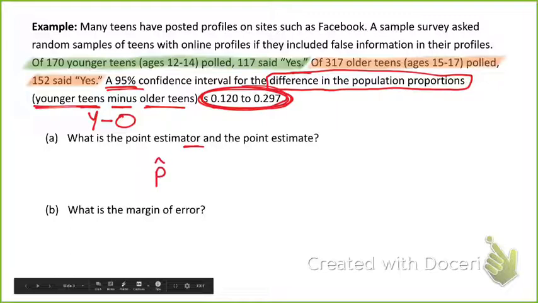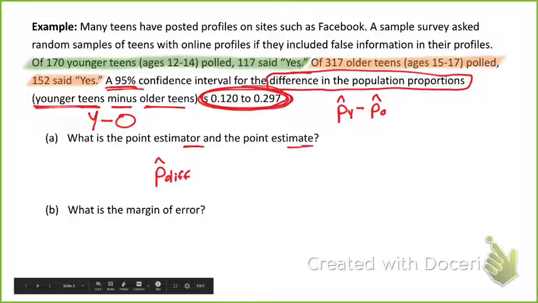P hat. P hat estimates proportions. P hat estimates true proportions. Now, the only thing here is that we're looking at a P hat difference. So I would have P hat, and then in the little subscript, I would just write diff. This is just to help me remember that I'm looking at a difference between two proportions. So technically here, guys, you're looking at P hat for younger minus P hat for older. We can simplify that by saying P hat of the difference.